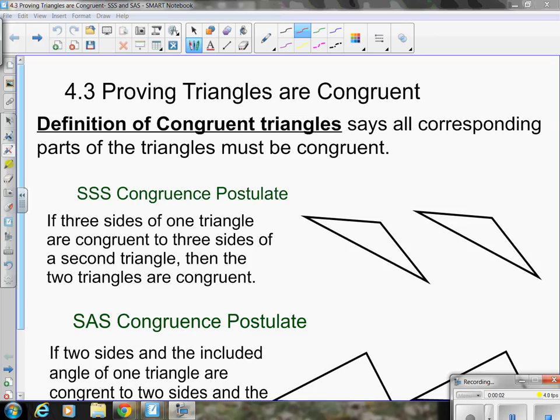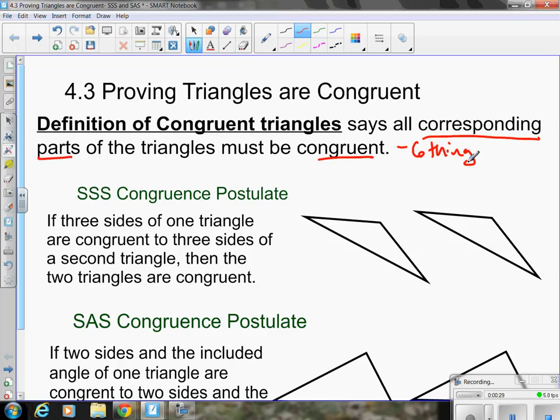All right, welcome to 4.3 Proving Triangles Are Congruent. Remember the definition of congruent triangles says all the corresponding parts of the triangle must be congruent. Okay, so the parts were sides and angles. So we had to show 6 things to use that definition. Now, today we're going to talk about some shortcuts.